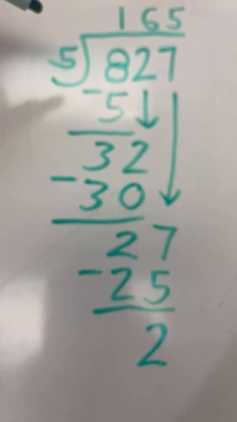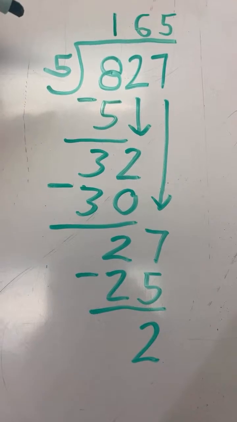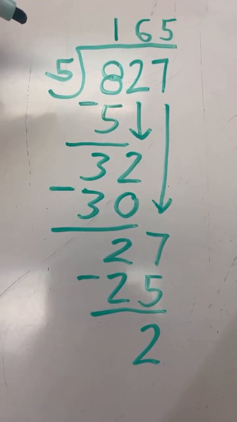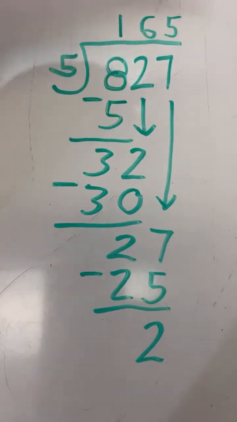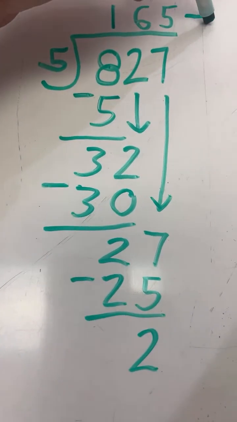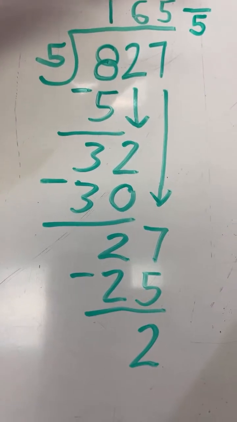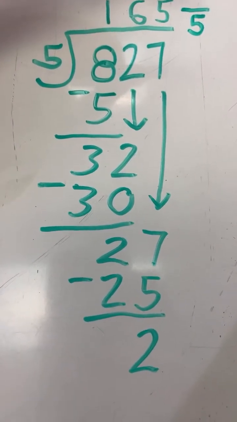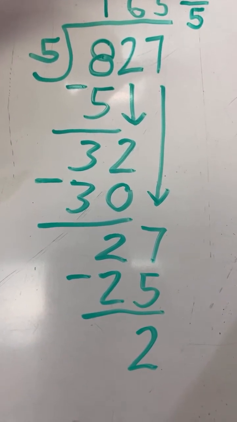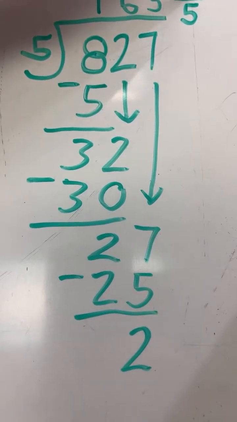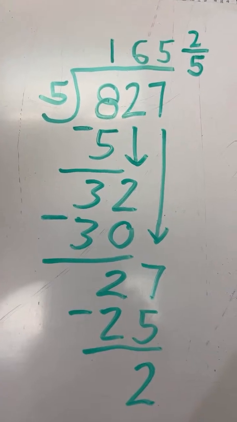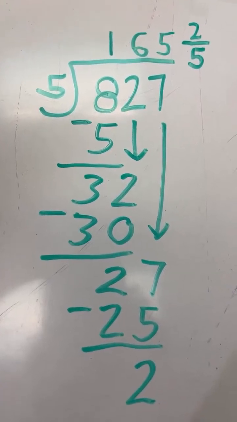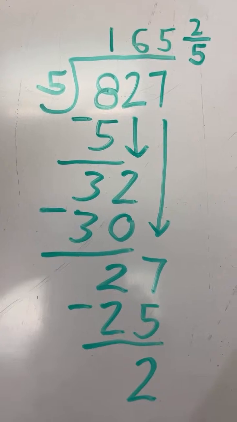So now, it didn't end in a whole number, so what do we do? Well, the number we divided by is our denominator. What do we divide by? We divided by 5. 5 is our denominator. Our remainder is our numerator. What's our numerator? What's our remainder? Our remainder is 2. So 2 is our numerator. So we have our final answer. 827 divided by 5 equals 165 and 2/5.